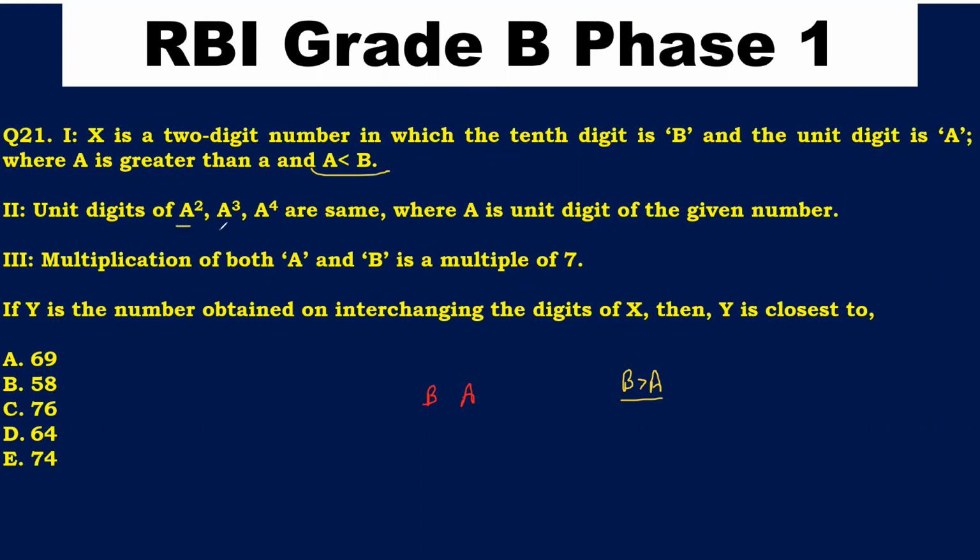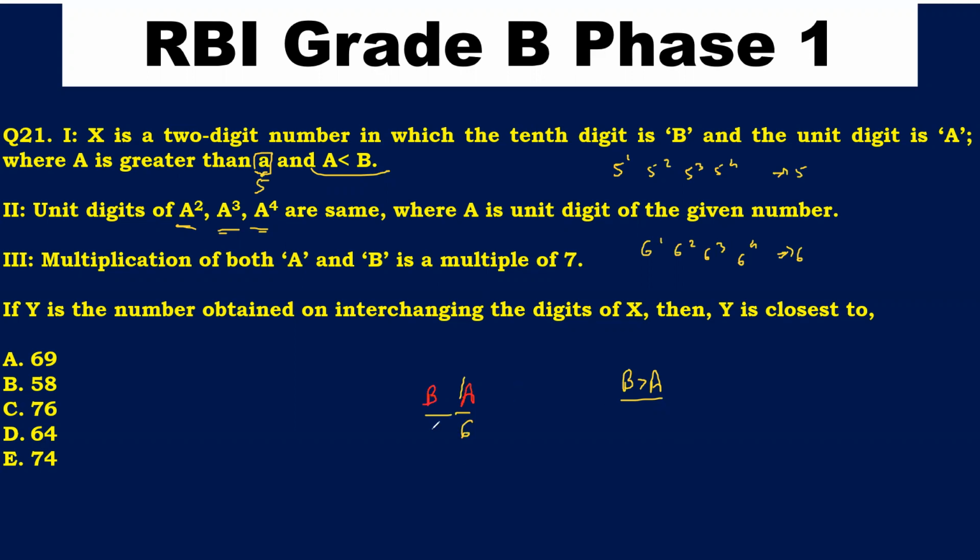The unit digit of A square, A cube, A raised to power 4 are the same, where A is the unit digit of the given number. So you know, all these digits are the same for only 2 unit digits. If it is a power of 5 or 6: 5 raised to power 1, power 2, power 3, power 4 all end with 5, or 6 raised to power 1, power 2 all end with 6. So A could be either 5 or 6. But it is said B is greater than A, so it should have been 5... So that means A is 6.